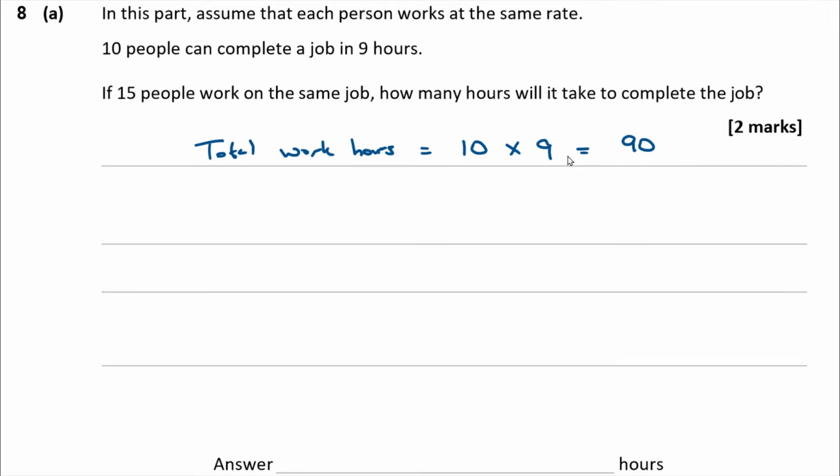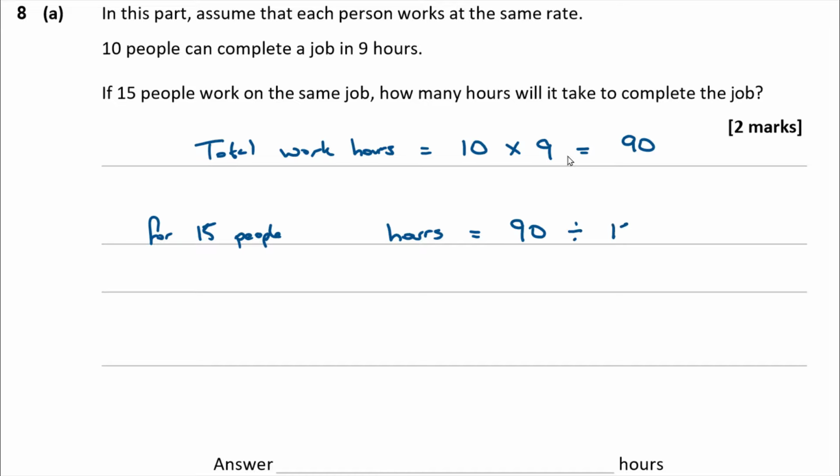Okay. Now if you want to do the same number of work hours with more people, then you just need to divide the total number of work hours by the number of people, and it should be the number of how much time it's going to take you then, isn't it? So then for 15 people, then the hours it's going to take is going to be the 90 work hours that it is divided by the 15 people who are going to be doing the work.